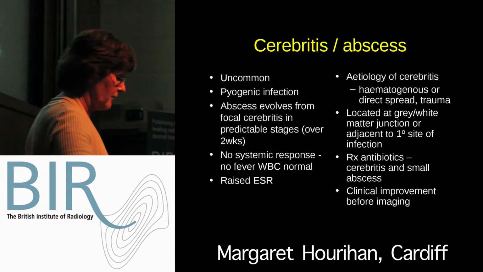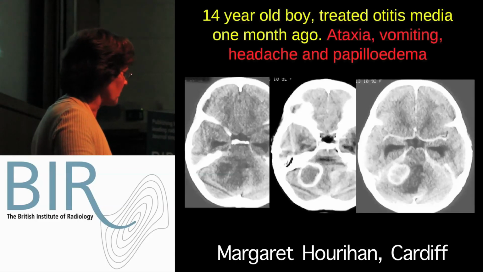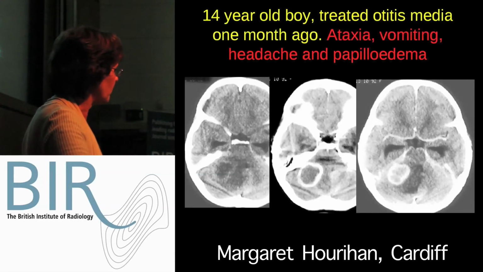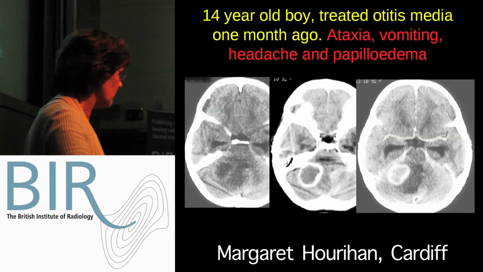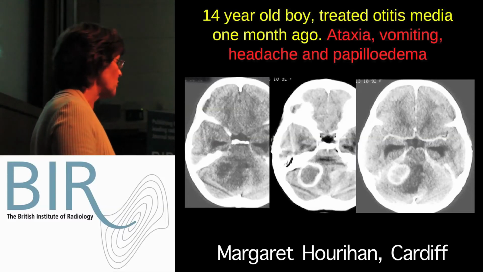When patients develop involvement of the brain parenchyma, which is uncommon, it's usually due to hematogenous infection. The area of brain that's involved is first of all a focal area of cerebritis, which develops into an abscess over the course of about 2 weeks. And as we said previously, it may have no systemic response. So depending on where the source of the infection is, you may get an area of cerebritis involving the grey-white matter junction or at the site of the primary infection.